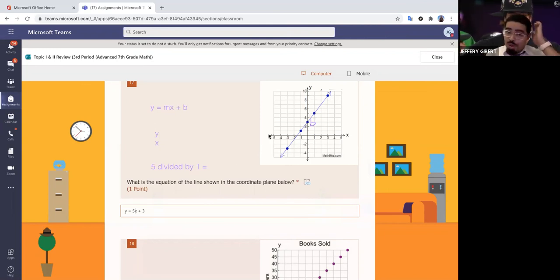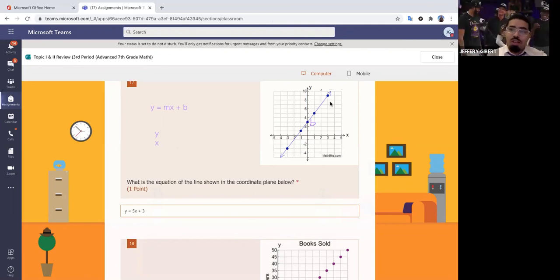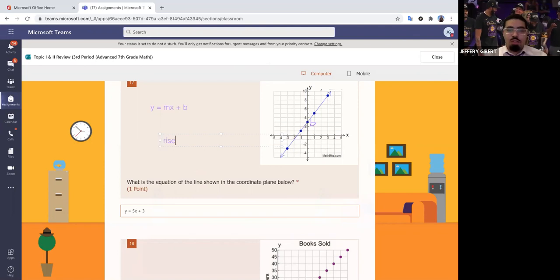Oh, that's my bad. I apologize, I went too fast. That only works when the line goes through 0. So since our line does not go through 0, we have to use the other formula, which is rise over run.